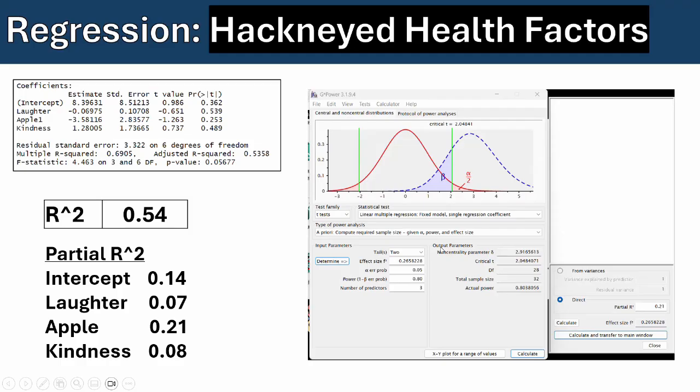It's going to give me an effect size. It'll go here. It tells me I need a total sample size of 32. So this would be 32 patients to test this effect.